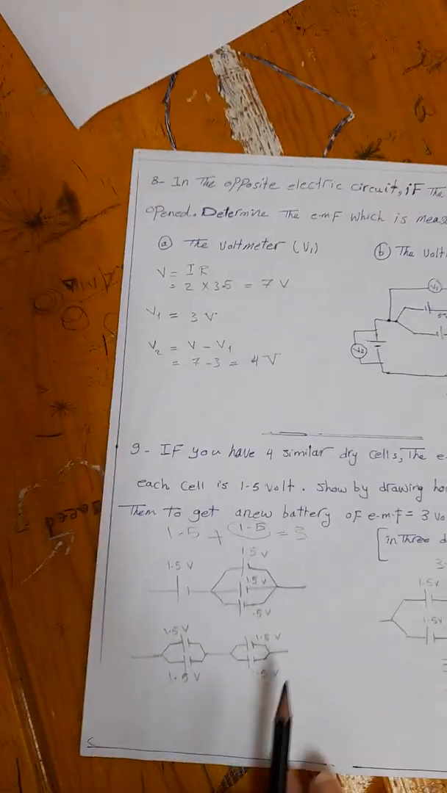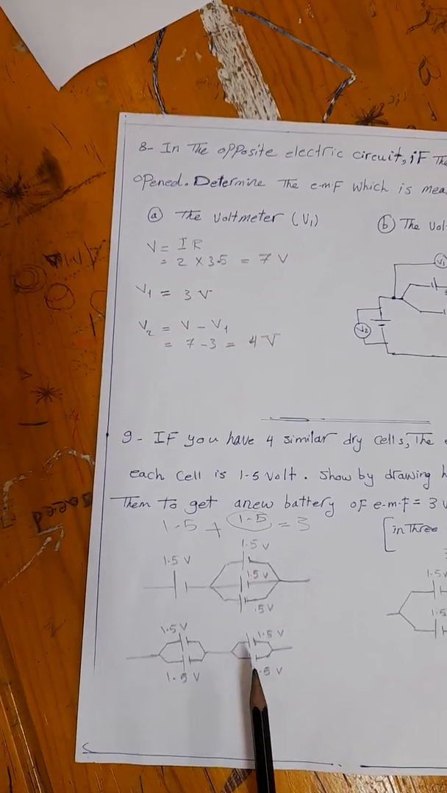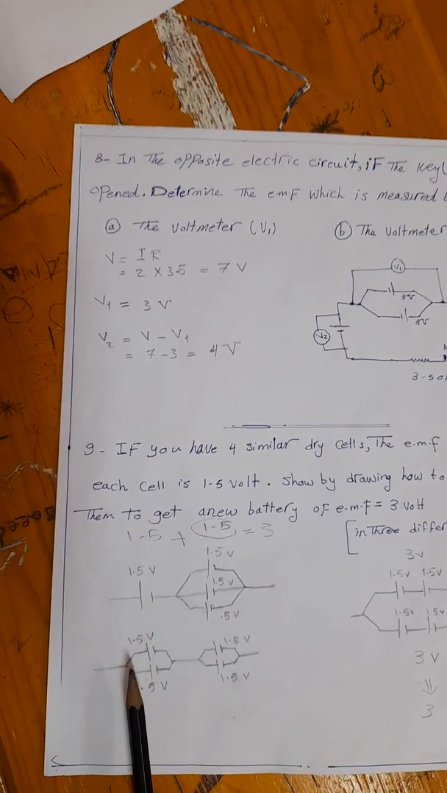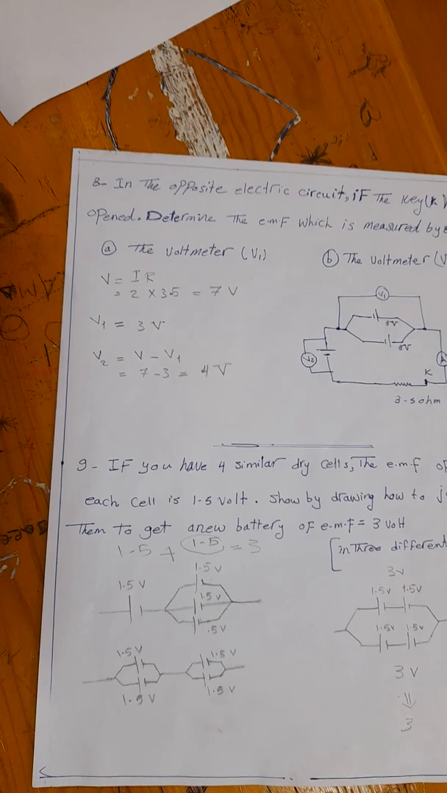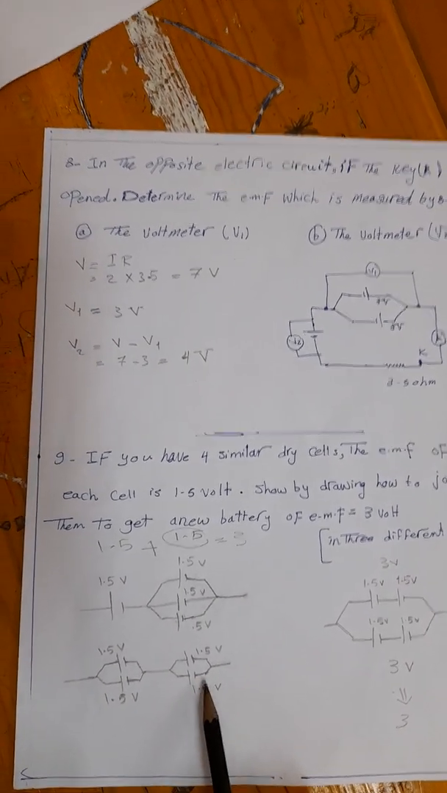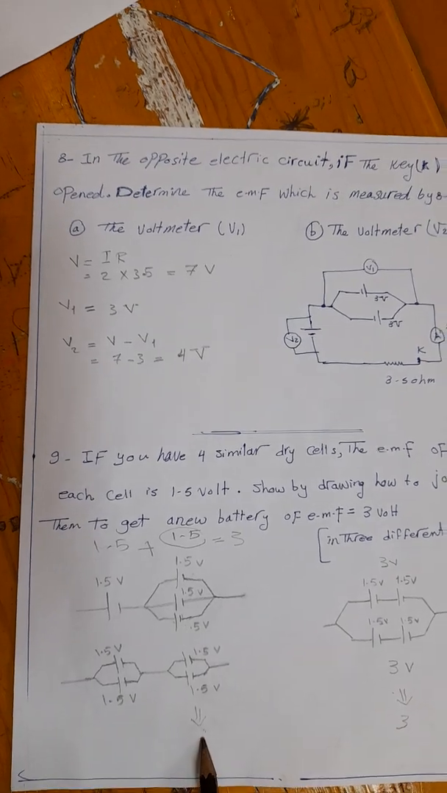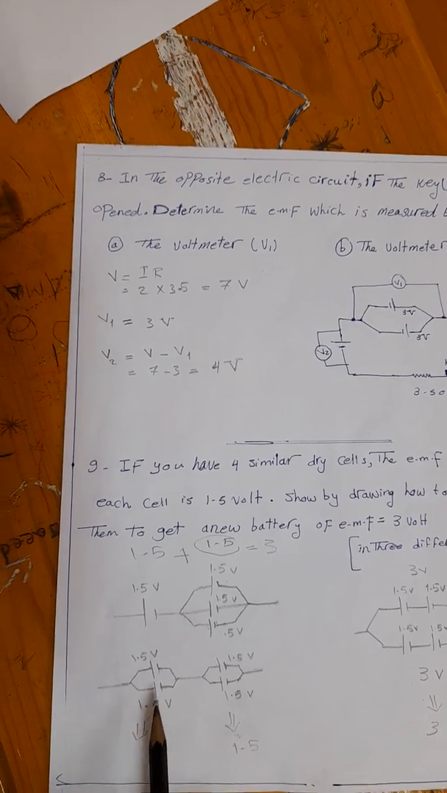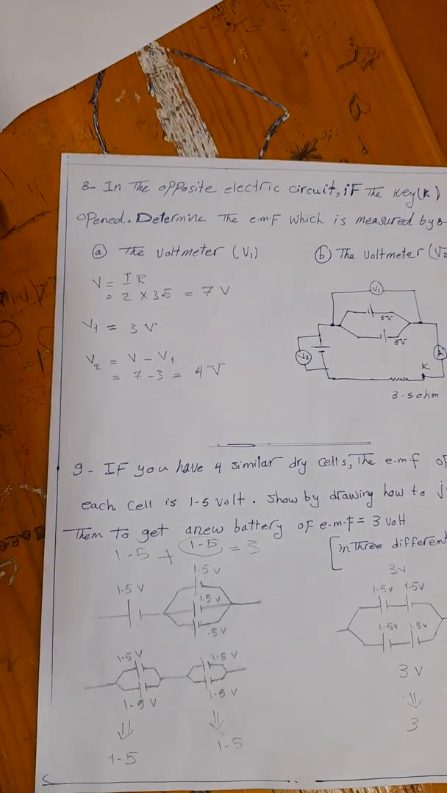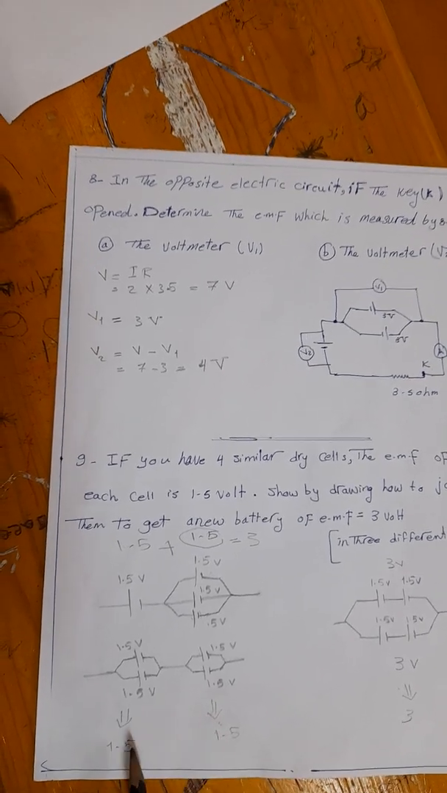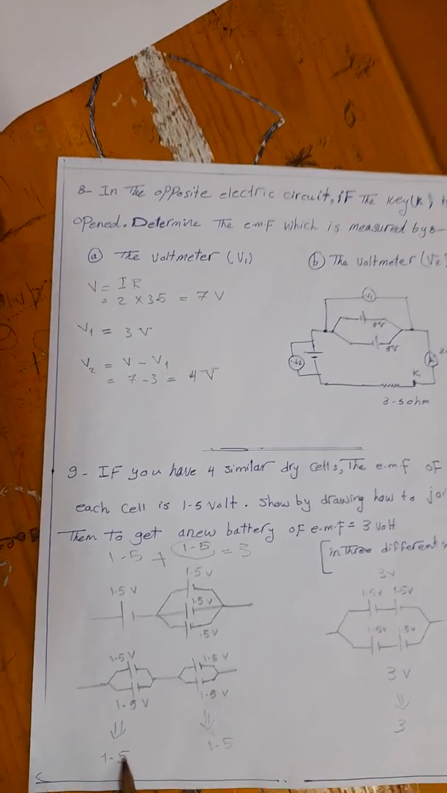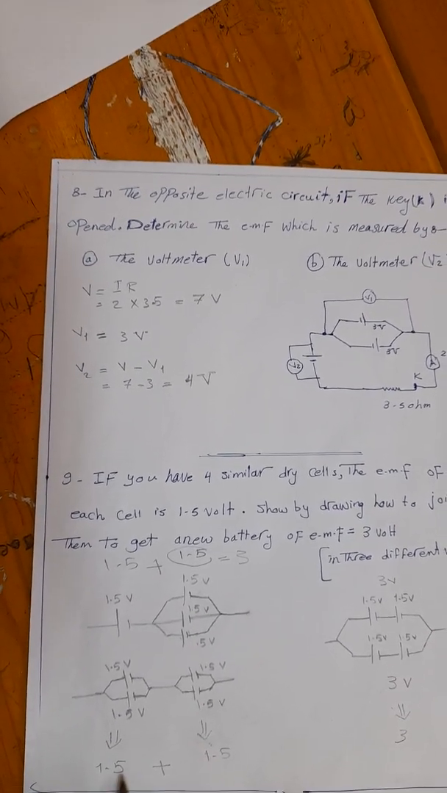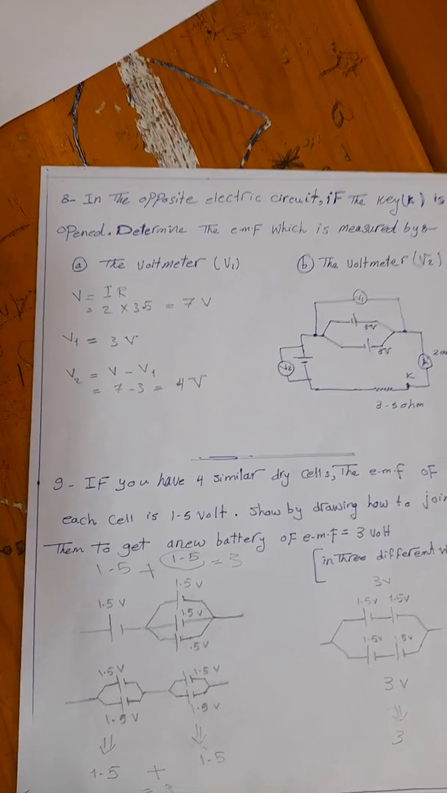The third way is to connect 2 cells in parallel, then connect them in series with the other 2 cells in parallel. These cells are connected in parallel, so their electromotive force is 1.5, and the electromotive force of these 2 cells is 1.5. This is connected in series with this one, so the total electromotive force of them is 3 by adding the 2 values, equal to 3 volt.